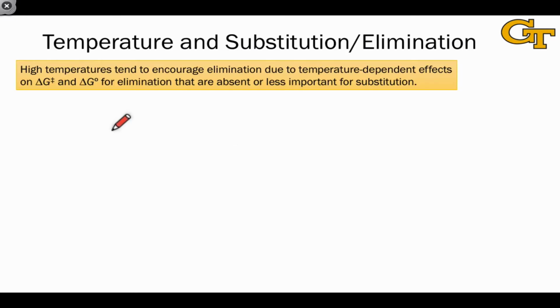We've seen previously that elevating the temperature of a reaction that contains a nucleophile or base and an electrophilic alkyl halide or pseudo halide tends to encourage elimination. The reason for this is that the activation energy, delta G double dagger, and the free energy change, delta G naught, for elimination depend strongly on temperature for reasons that we'll see in a second. These effects are completely absent or are less important for substitution, and we can trace this difference between elimination and substitution to structural factors involved in the two reactions.